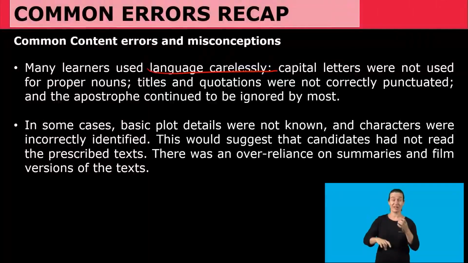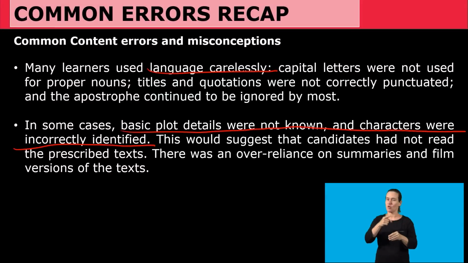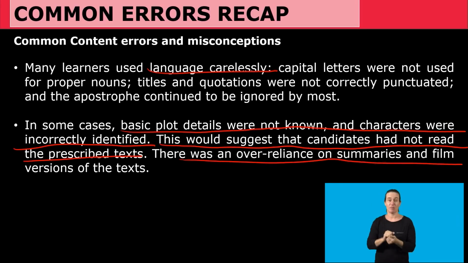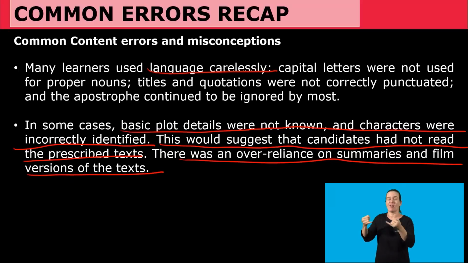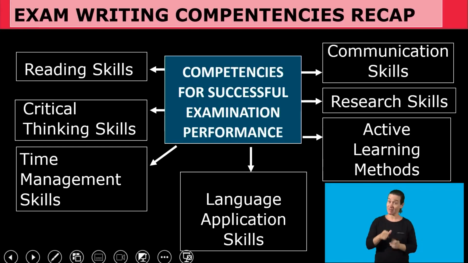Then, in some cases, basic plot details were not known and characters were incorrectly identified. This would suggest that candidates had not read the prescribed text. There was an over-reliance on summaries and film versions of the text. So, I repeat, do not watch a film adaptation of the play because it often would not be textually accurate. And secondly, do not rely on summaries that you get online. Please remember to read the texts thoroughly. These are some of the skills you would need to write your Paper 2 examination.